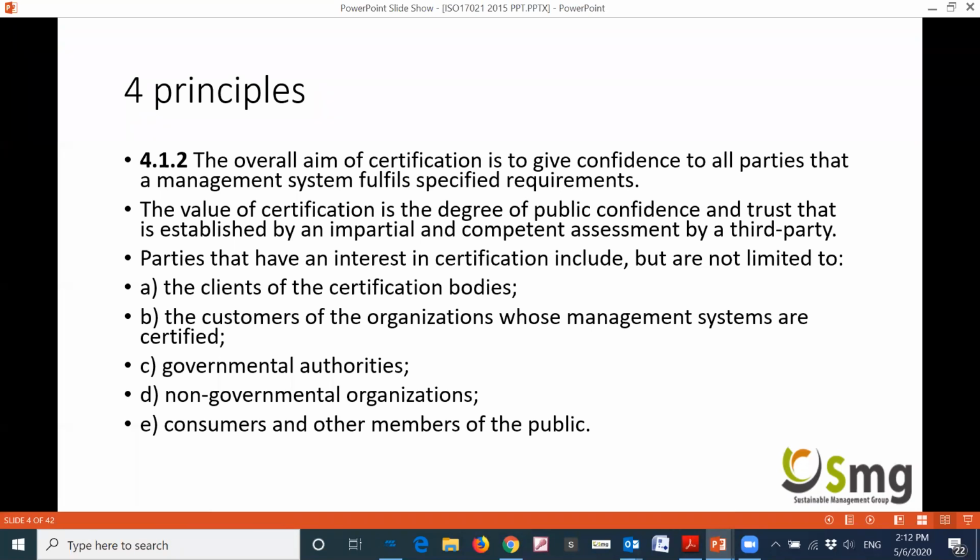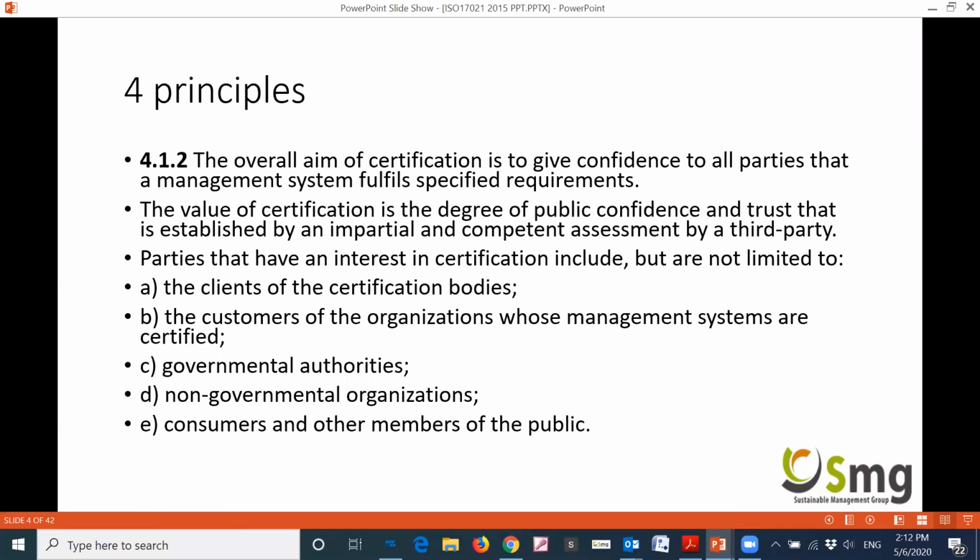If a certification body has a reputation of not being respected, then people will not respect you. So we need to make sure that we are respecting the certificates that we are issuing to people. Public confidence and trust is established by an impartial and competent assessment by a third party. So when they see that, they know this is something good.